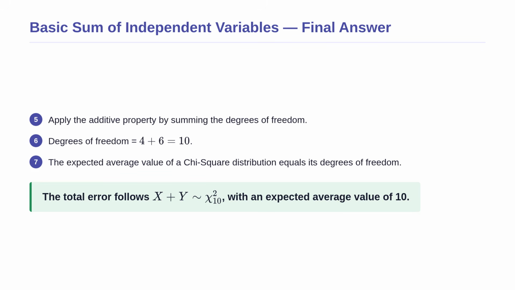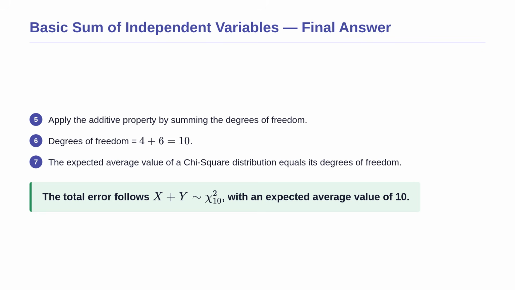Continuing with our machines, we apply the additive property. Because the variables are independent, we simply add their degrees of freedom together. We take the 4 degrees of freedom from the first machine and add them to the 6 degrees of freedom from the second machine. This gives us a combined chi-square distribution with 10 degrees of freedom.